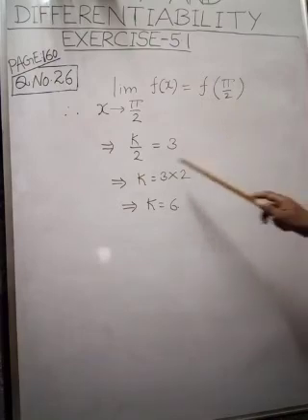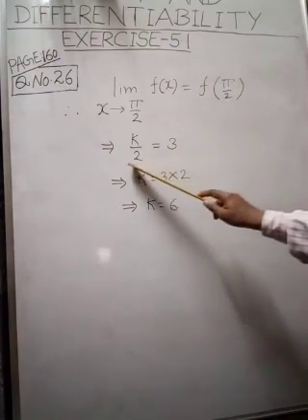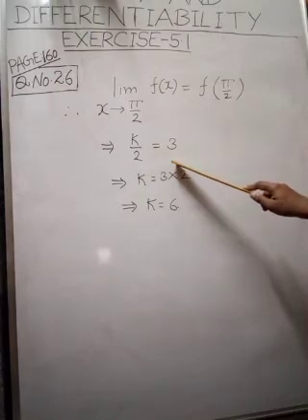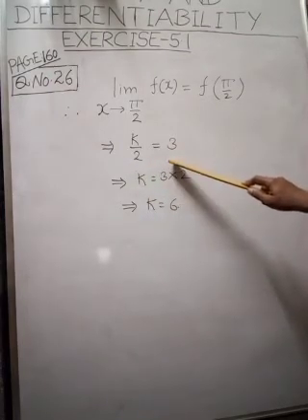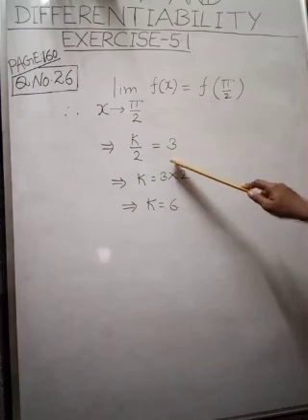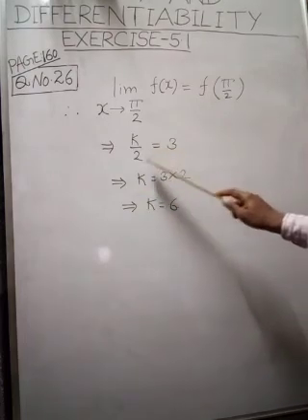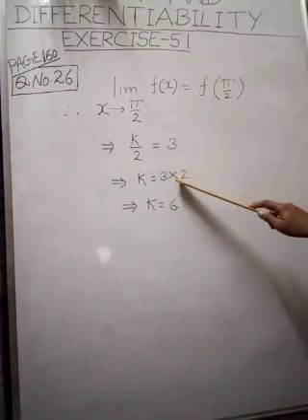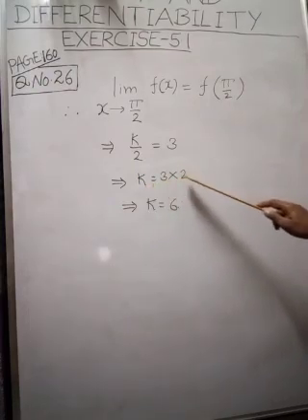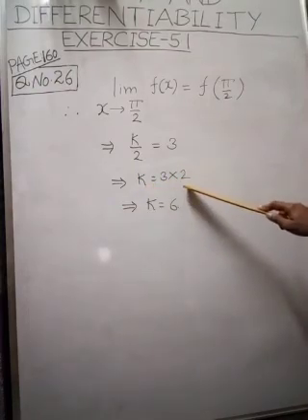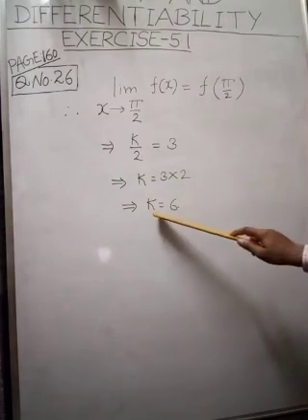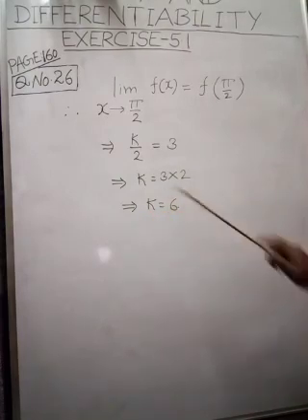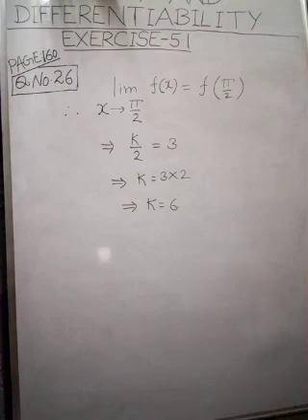Now we simplify this equation. We solve this equation for finding the value of k. This implies k is equal to 3 into 2, if we send this 2 to the RHS, it becomes multiplied by 2. So k is equal to 3 into 2. Understood this step, my dear children? Right. This implies k is equal to 6, which is the required value of k.